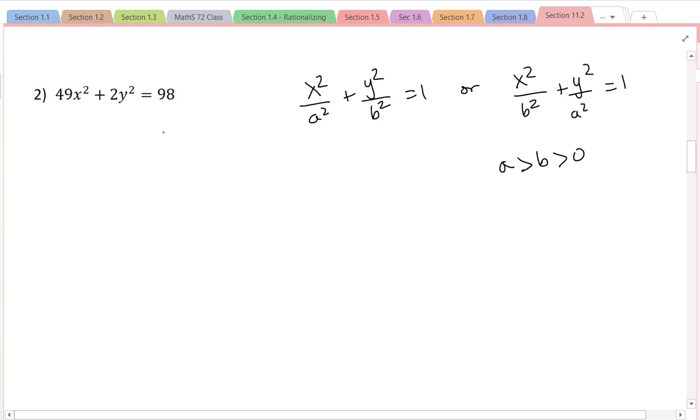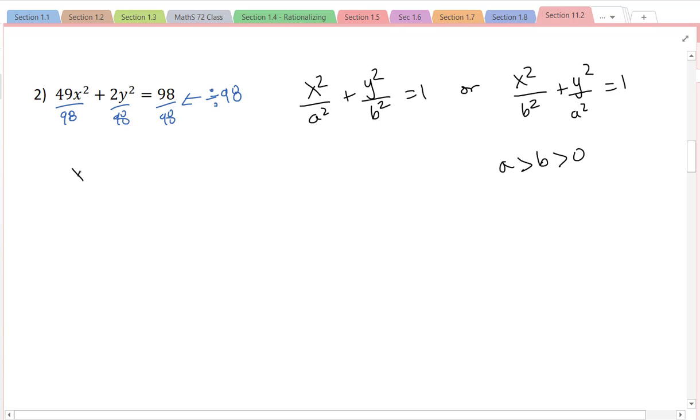And so I just want to see which one is the larger one. So that means I need to have a 1 on the right side. So how can I get that 98 to be a 1? Divide by 98, both sides. So I'm going to divide by 98. Dividing both sides by 98 means dividing each term by 98.